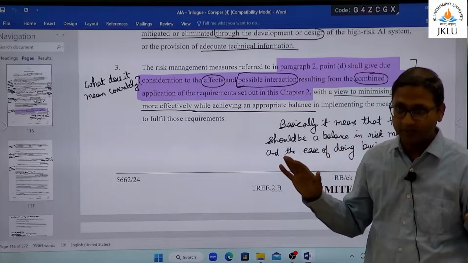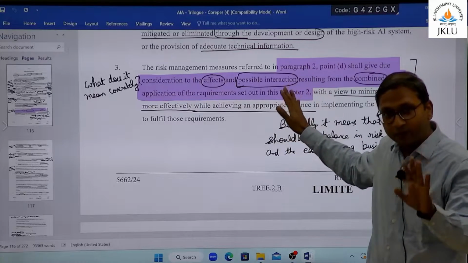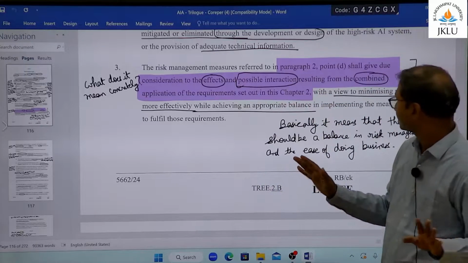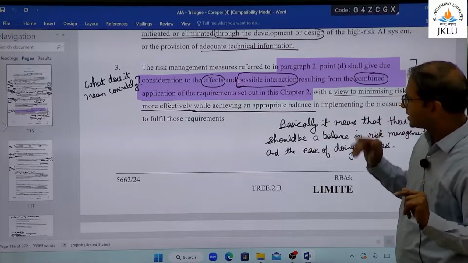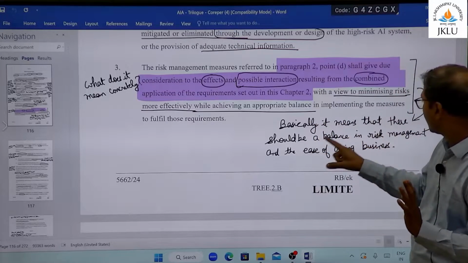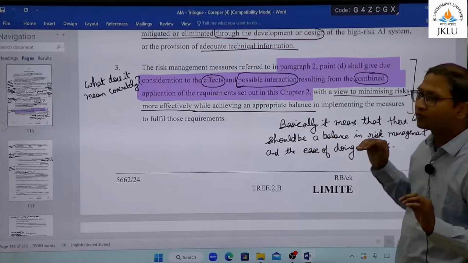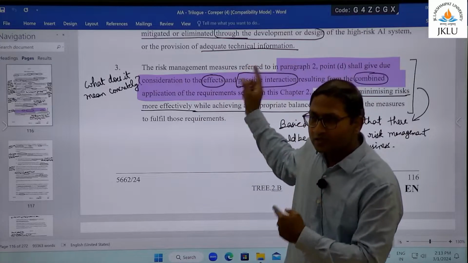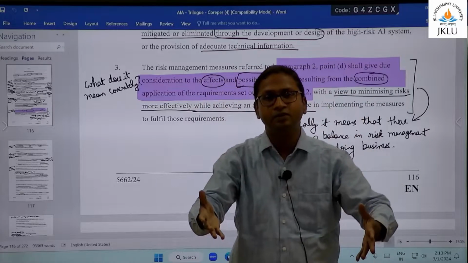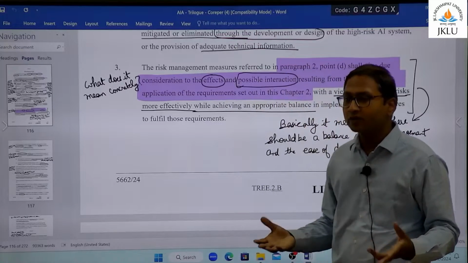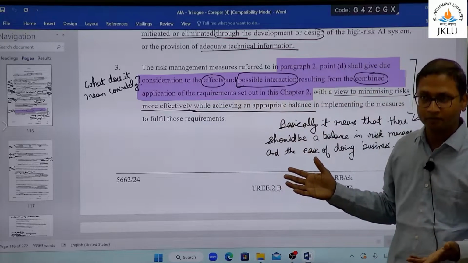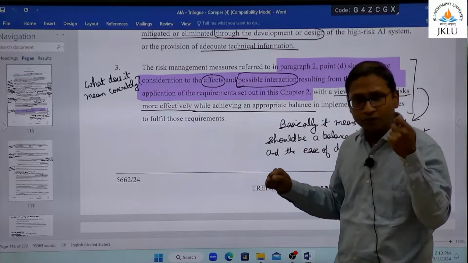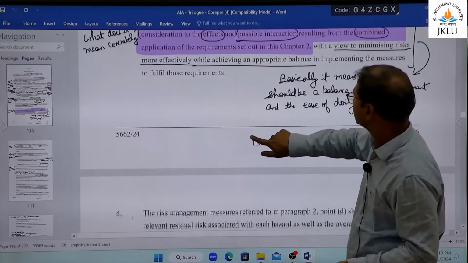So, after reading this maybe 4 or 5 times, you will understand what it means in English, at least that is my limited understanding. You will understand what it means in English, but what it means as a developer, I don't get it. What I just get from this is, basically it means that there should be a balance in risk management and the ease of doing business. I mean, don't make this risk management system so difficult that AI companies are not even able to operate. To me, this is what it means, but how do you make it concrete? No idea.